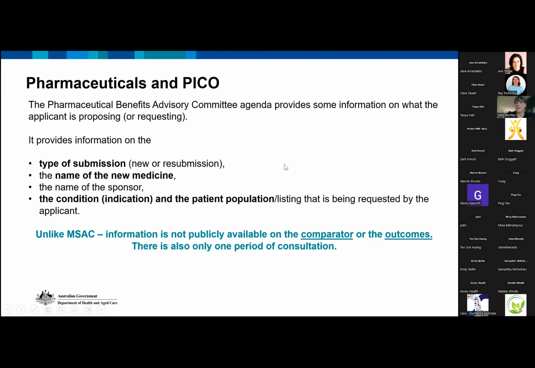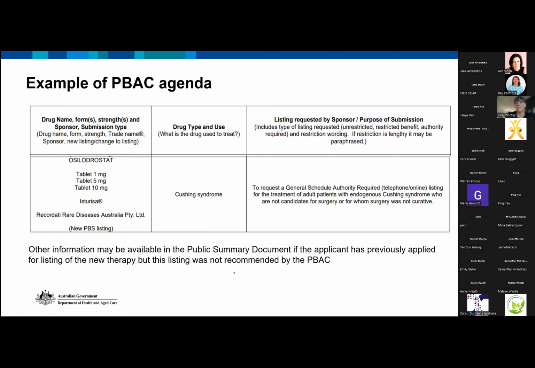There is information that's contained on the agenda. So again, it would have the name of the medicine. So we've got then the intervention, we've got the condition, and we've got the patient population. But there's no information available to the public in terms of the comparator or the outcomes that are being proposed by the applicant. So in MSAC, there is availability to look at the application form on the MSAC website, but in the Pharmaceutical Benefits Advisory Committee, the information that's provided to people is the agenda here.